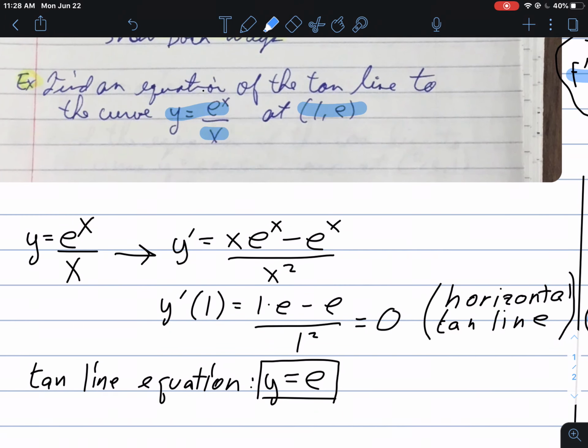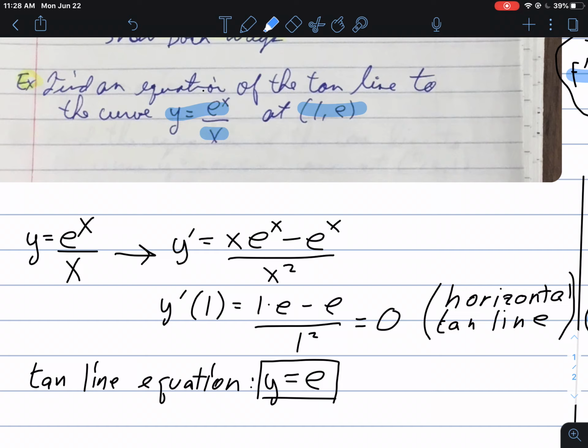So I take our function, y equals e to the x over x. Now that's written as a quotient. I'm going to use the quotient rule. I'm also going to show you another way to do this. You do actually have an option here. But I'm going to use the quotient rule. It's actually not too bad because the functions are not very complex. So here's our quotient rule. I'm finding the derivative. Why do I find the derivative? Because that is what I use to find the slope of my line, my tangent line.